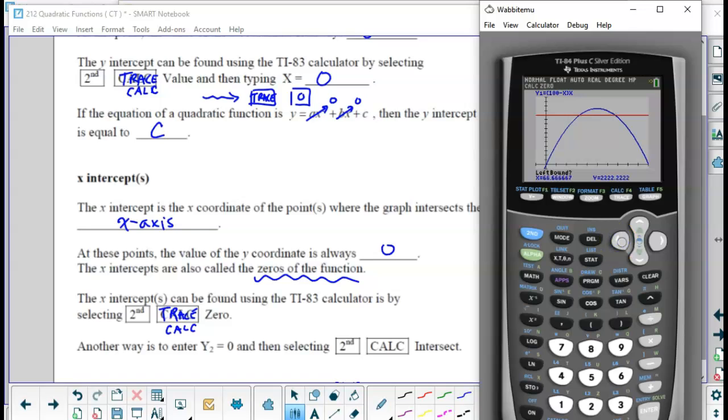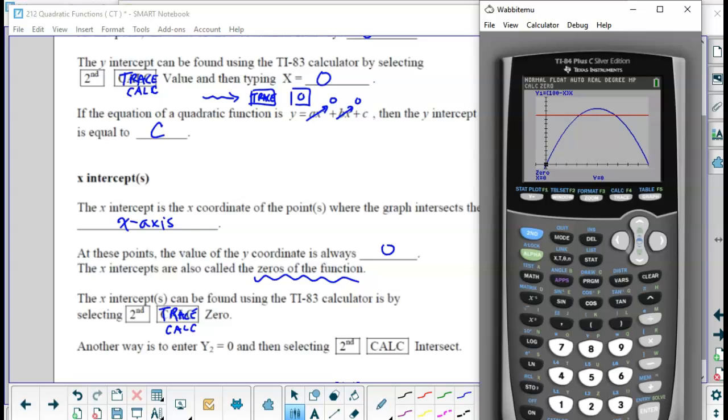So actually, I'm going to cursor all the way. Now a fast way is I could punch in a value, which gets me closer, but then I have to do this again because it took that as the value. So I'm going to go second, trace, 0. Left boundary, it's flashing to the left of where I think there's an intercept. Cursor to the right of where I think it is, then enter on guess, and I get 0, 0. So that's one way of doing it.